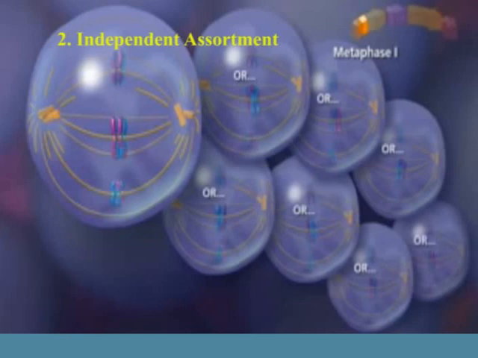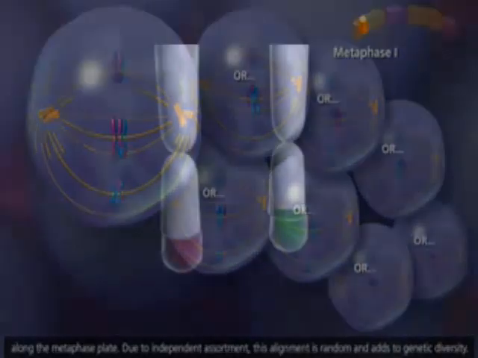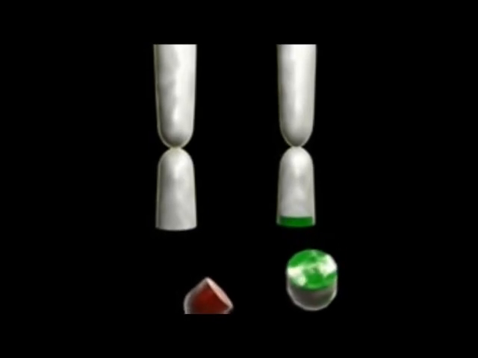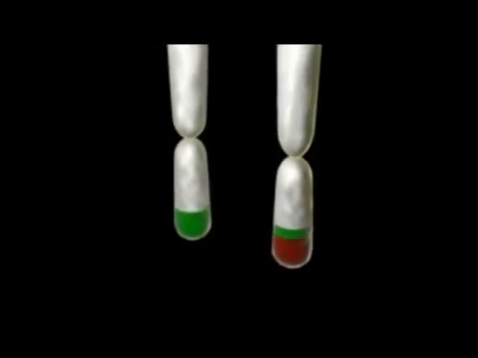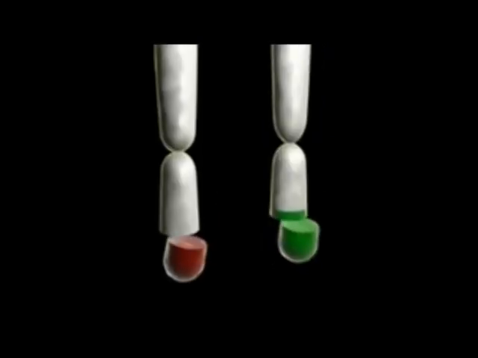Finally, other than during reproduction, variation can occur at any stage in life as a result of what we call mutations. And these are basically accidental changes in the DNA structure or composition. We shall look at mutations separately.